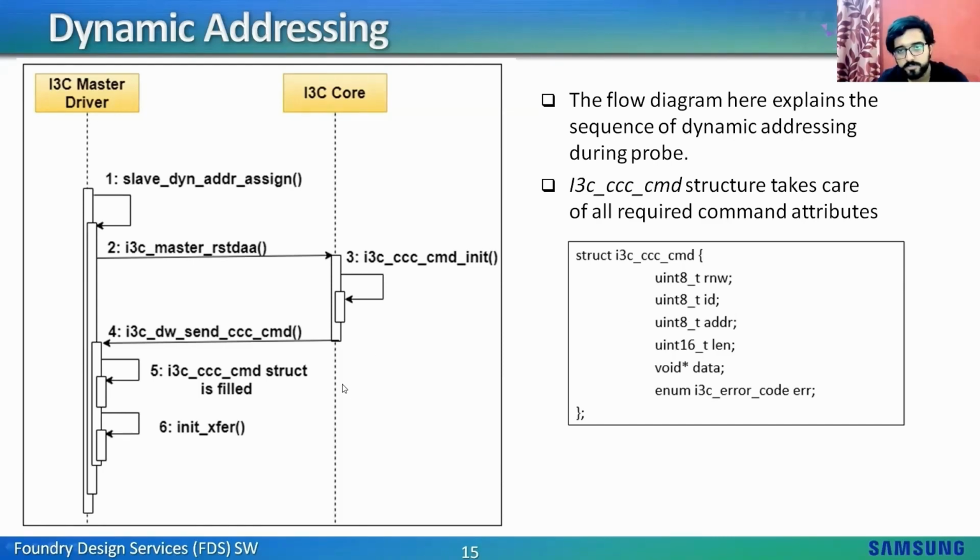And once the structure is filled, then the init xfer function is called to transfer the command codes. After this, slaves are assigned dynamic addresses once they respond to the command, with each slave device sending its attributes to the master for getting a dynamic address. So if we move on to the next slide.